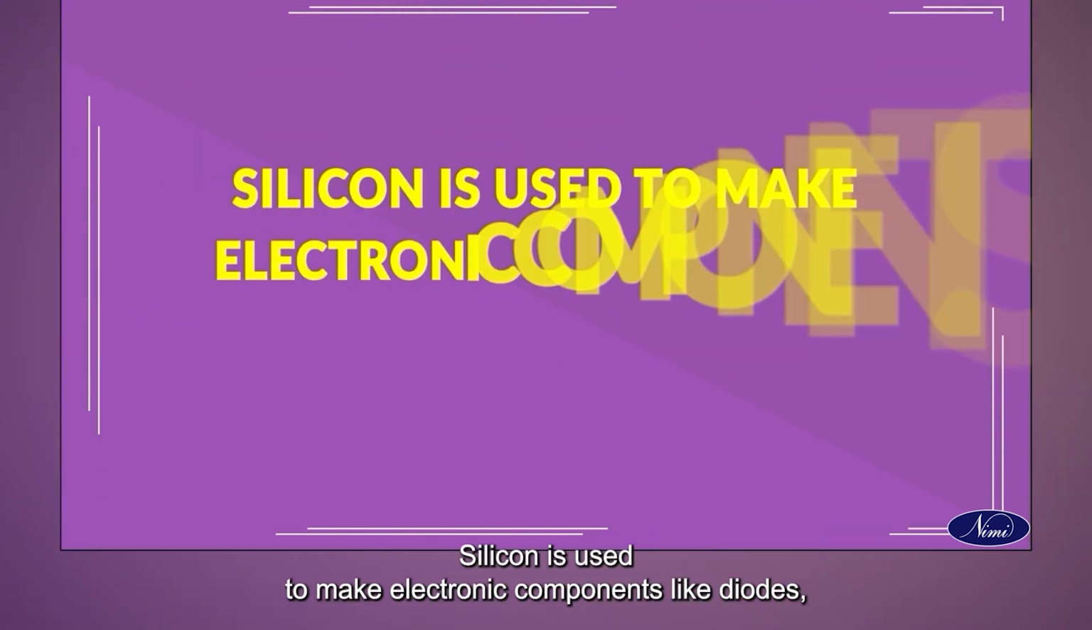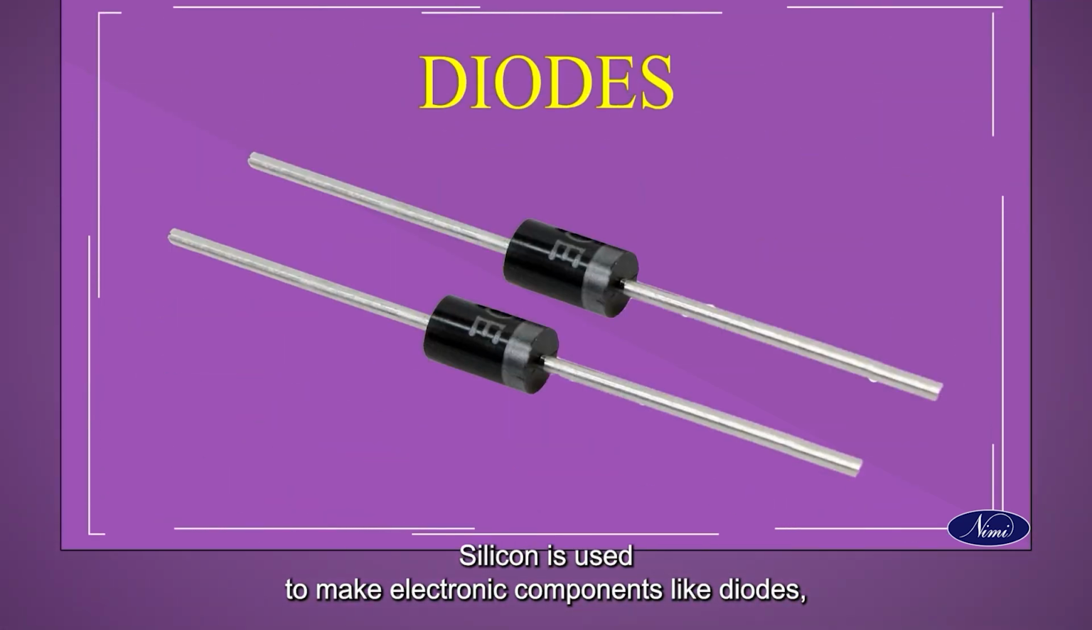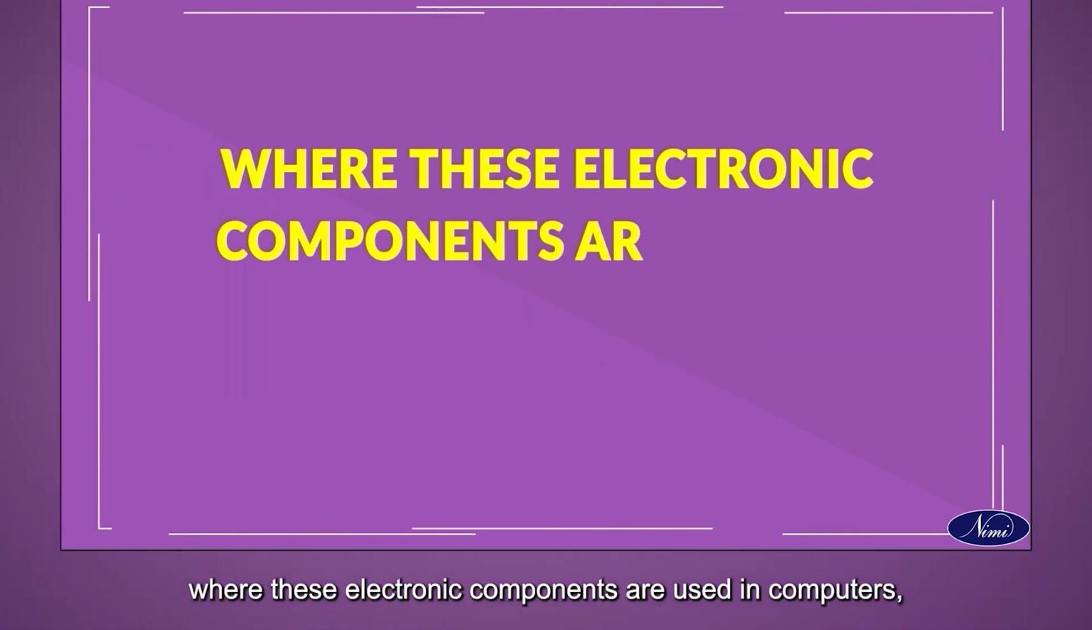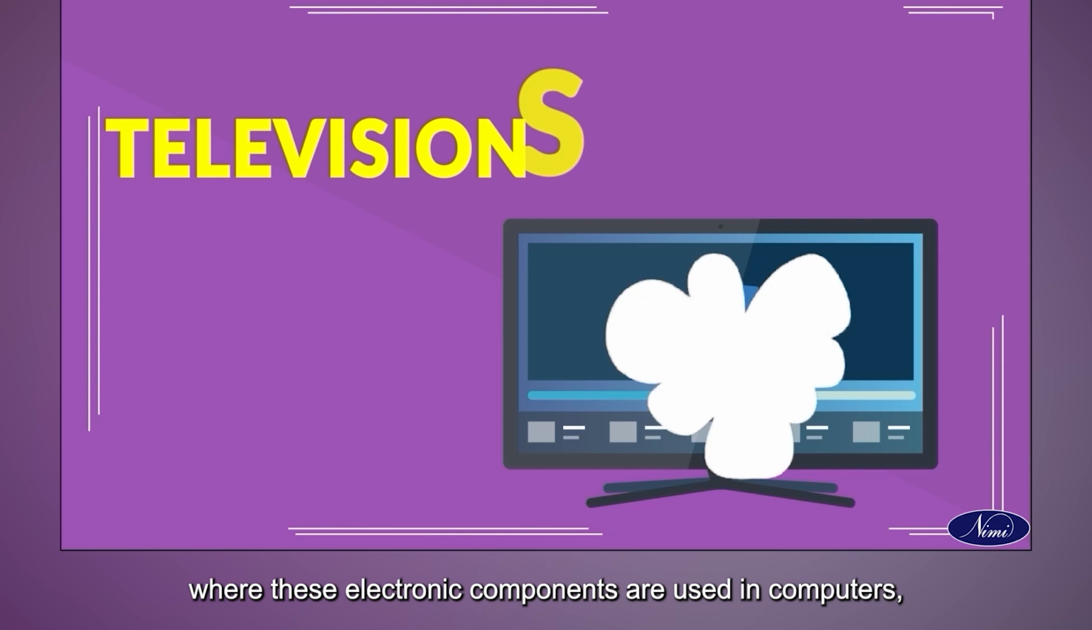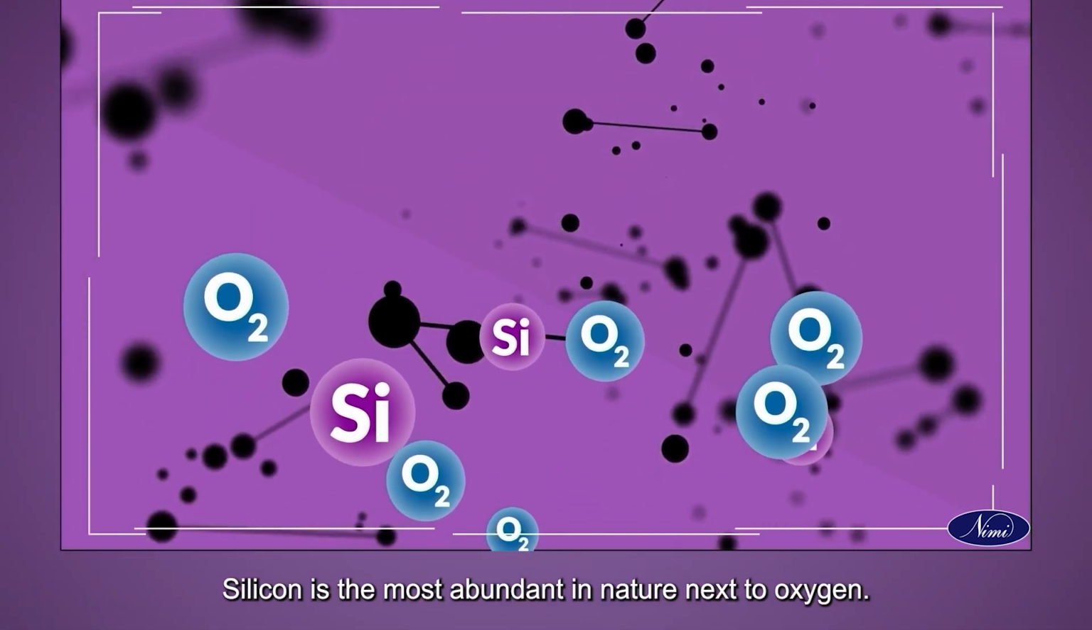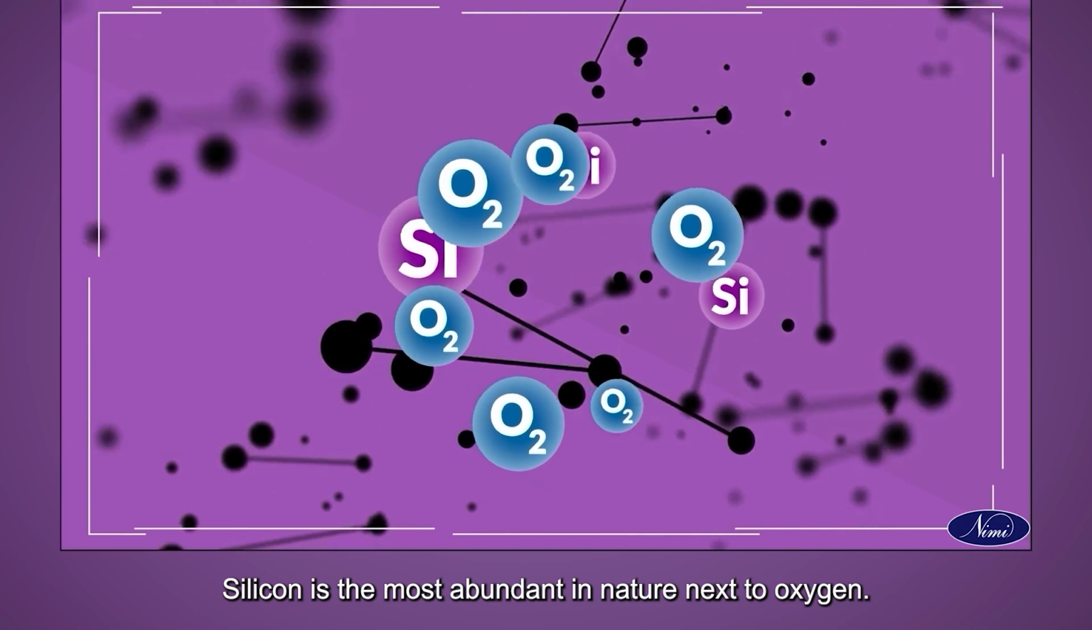Silicon is used to make electronic components like diodes, transistors, LED lights, ICs, etc., where these electronic components are used in computers, televisions, smartphones, etc. Silicon is the most abundant in nature next to oxygen.